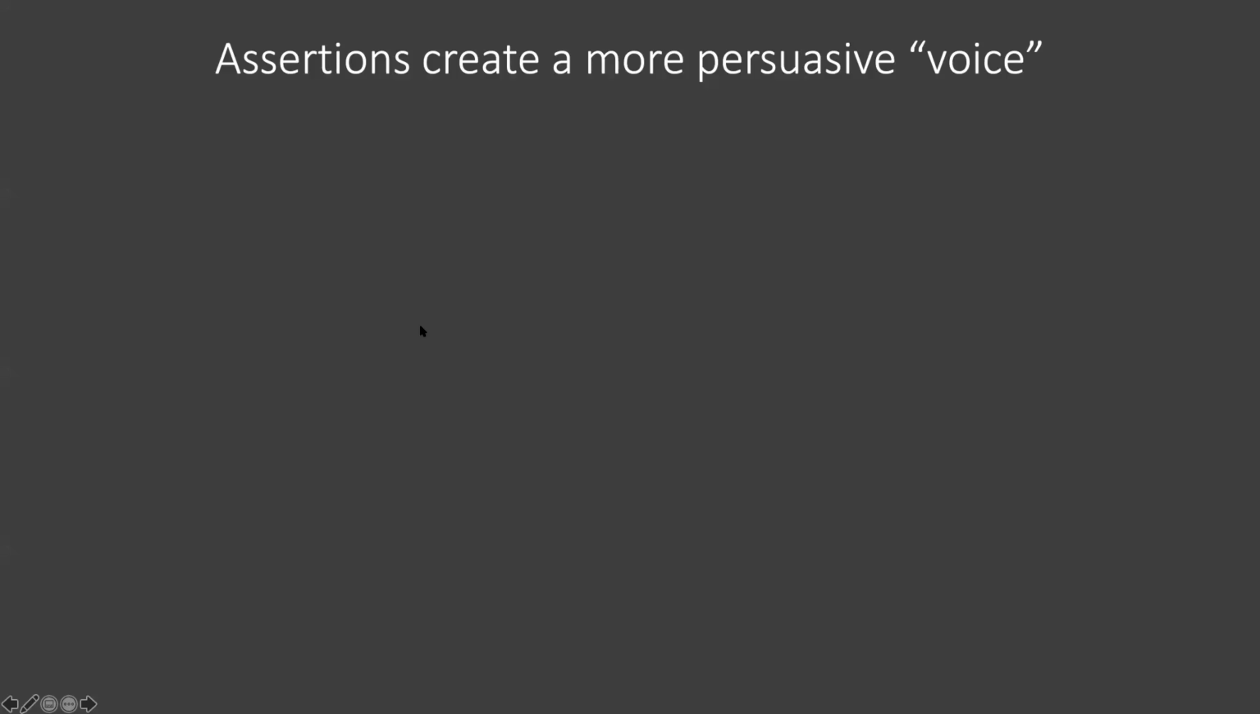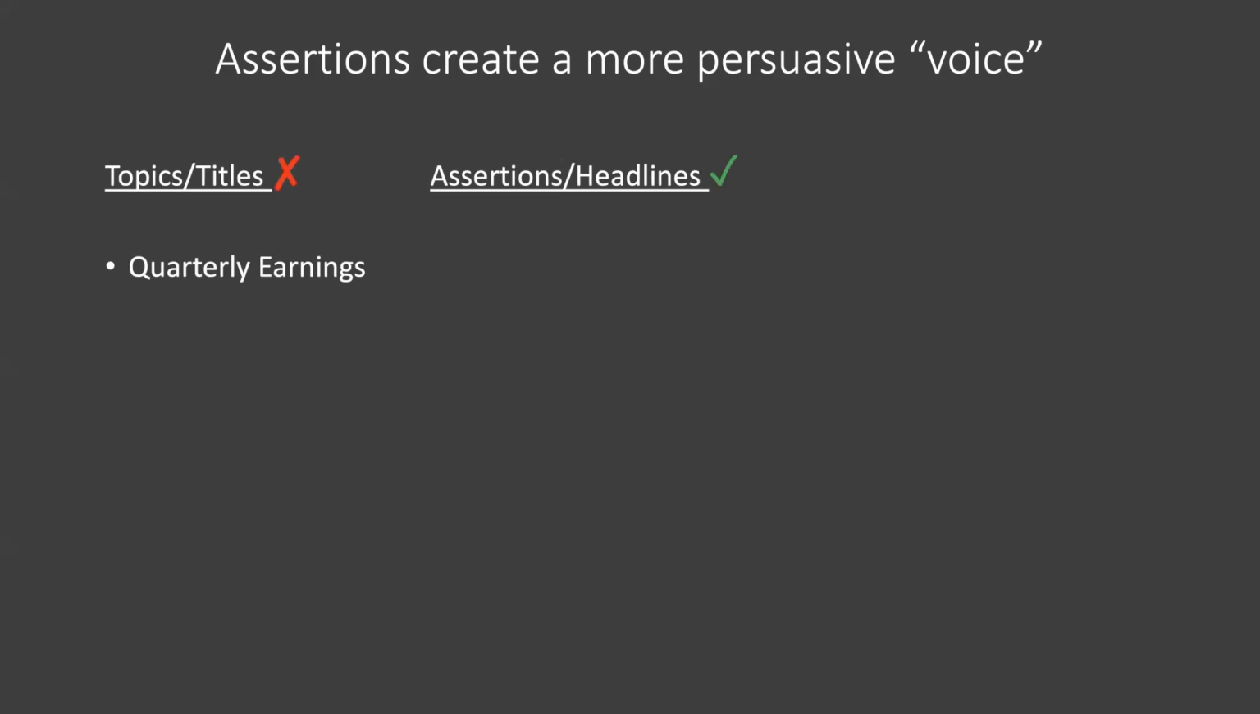Let's break that down, starting with the assertions, then we'll get into the evidence. So how do we create an assertion for our slides instead of a title? Keep in mind, a strong assertion will create a more persuasive voice for both you and for your slide. What we'll look at is some before and afters. Looking at what are some topics or titles that we've all seen, and how do we convert those to assertions or headlines.